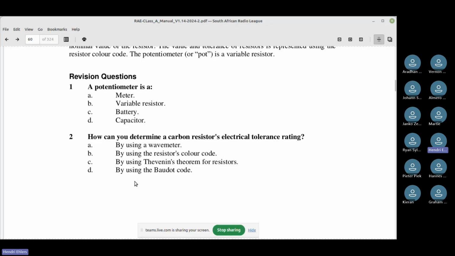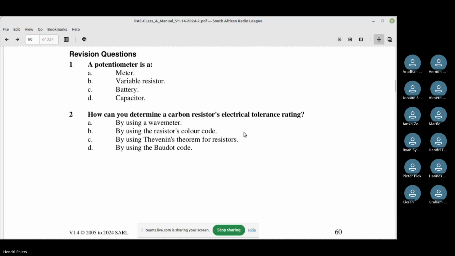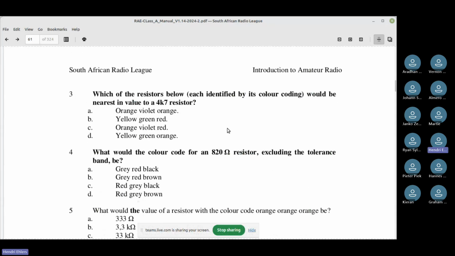How can we determine the carbon resistor's electrical tolerance rating? Right. You guys read the answers: by using a wave meter, by using the resistor's color code. I don't even know what CE means. I've never gotten something like that. I see color code. Marty says the color code is the answer. That is indeed correct.